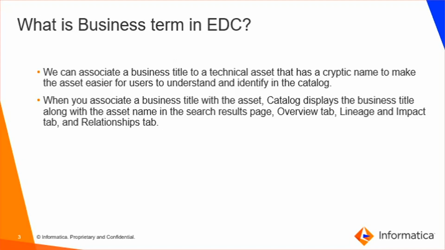EDC then displays the business title sales details along with the asset name. When you associate a business title with the asset, Catalog displays the business title along with the asset name in the Search Results page, Overview tab, Lineage and Impact tab, and Relationship tab.